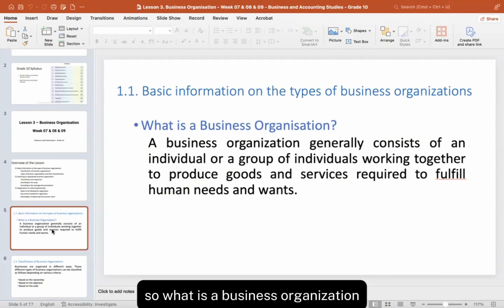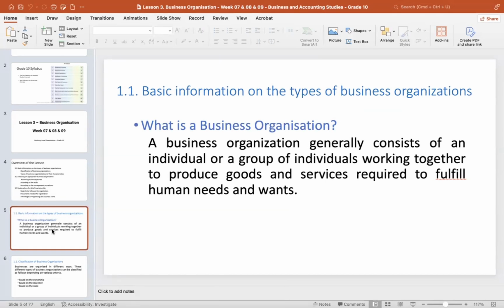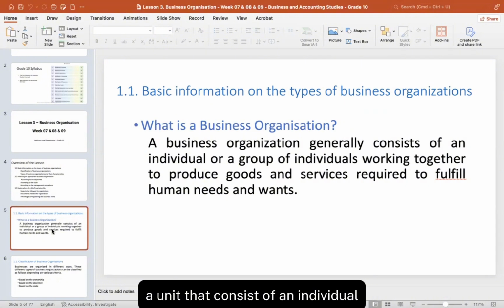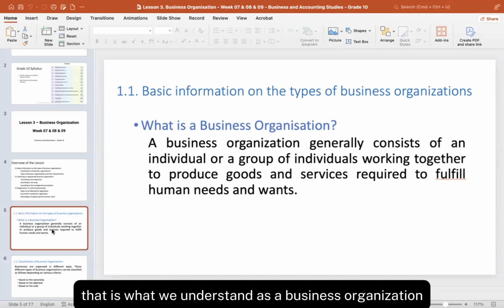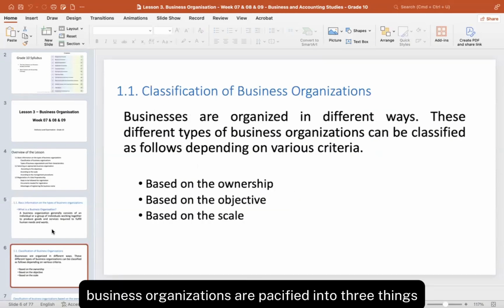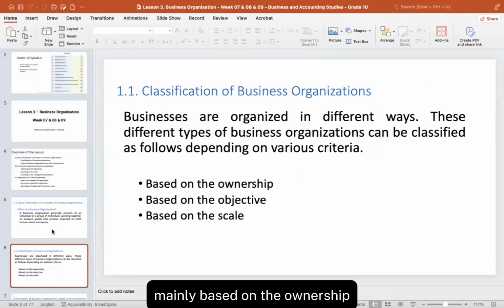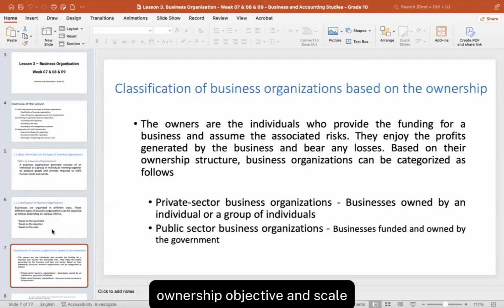Okay, so what is a business organization? Business organization is generally a unit that consists of an individual or group of individuals working together for what? To produce goods and services to fulfill human needs and wants. So that is what we understand as a business organization. Business organizations are classified mainly based on the ownership, objective, and scale.